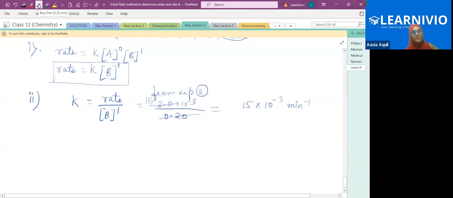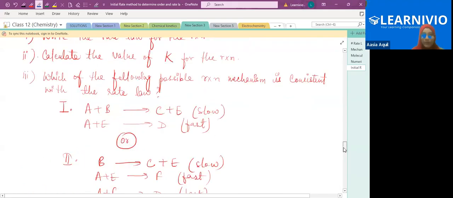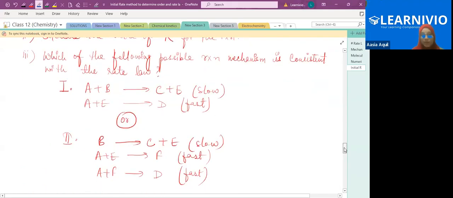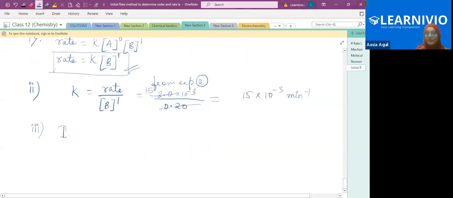Okay, now here comes the third part, which is very important. Two options are given and we have to check on which reaction the rate, see, what was the question? We have to check which of the following possible reaction mechanisms is consistent with the rate law. The rate law just depends on the concentration of B only, and we have to check in which equation the rate basically depends on the concentration of B only.